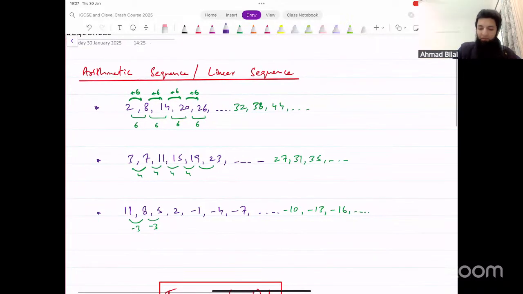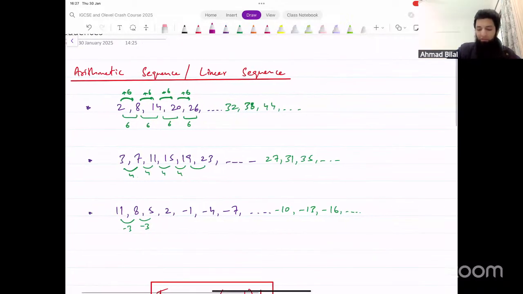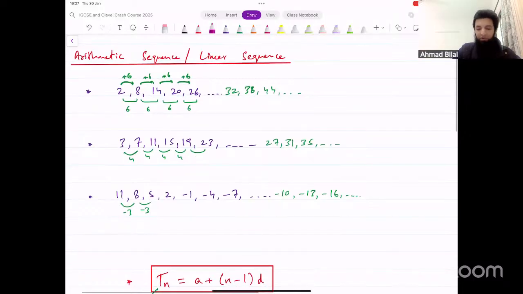Let me write it down for the first sequence here. We'll try to figure it out using the formula later on, but let me just tell you for now. This nth term for the first sequence would look something like this. It will be 6n minus 4. So for the first sequence, the nth term formula is going to be 6n minus 4.